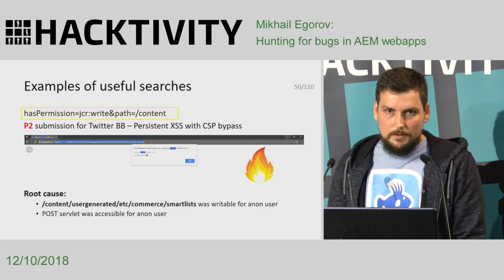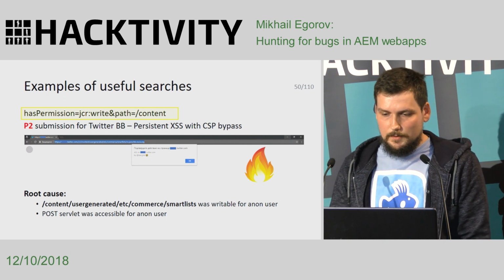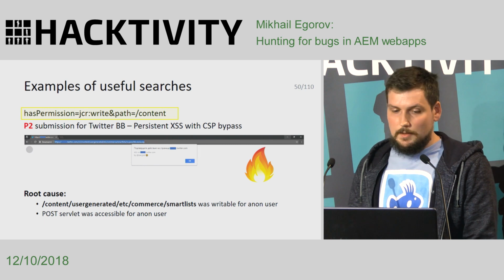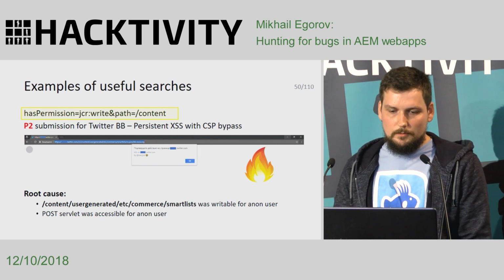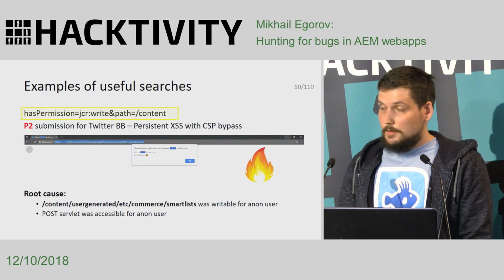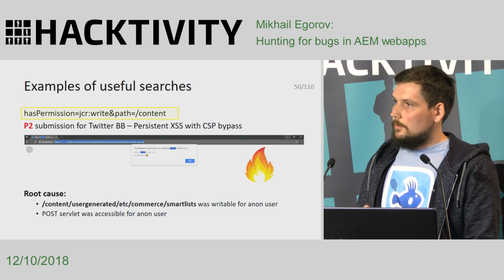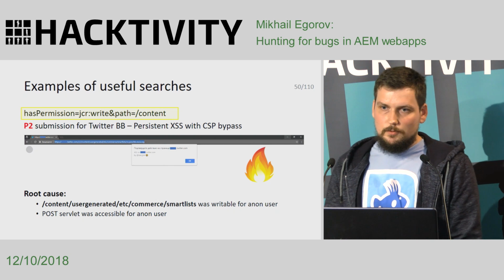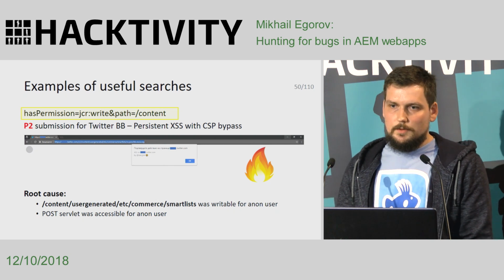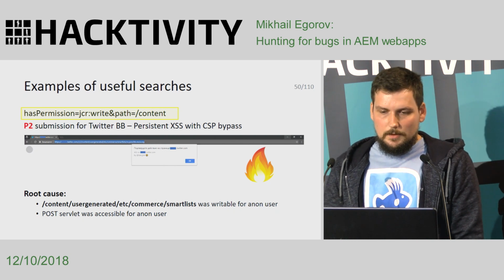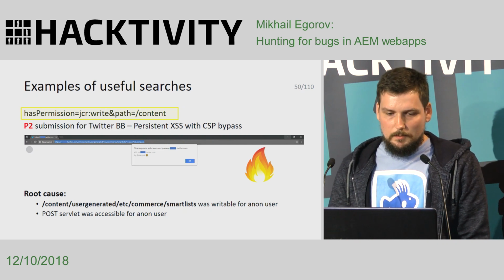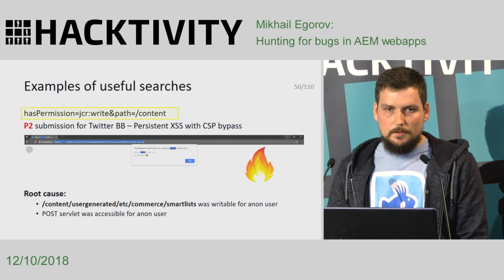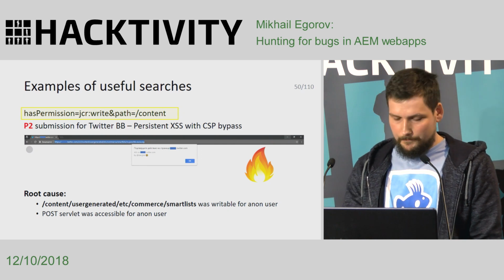Example from the Twitter bug bounty. By searching with the Query Builder JSON Servlet, I found a node that was writable by an anonymous user. And additionally, POST requests were allowed, so I was able to upload an SVG file with JavaScript and have persistent XSS on Twitter subdomains that bypasses the Twitter content security policy.